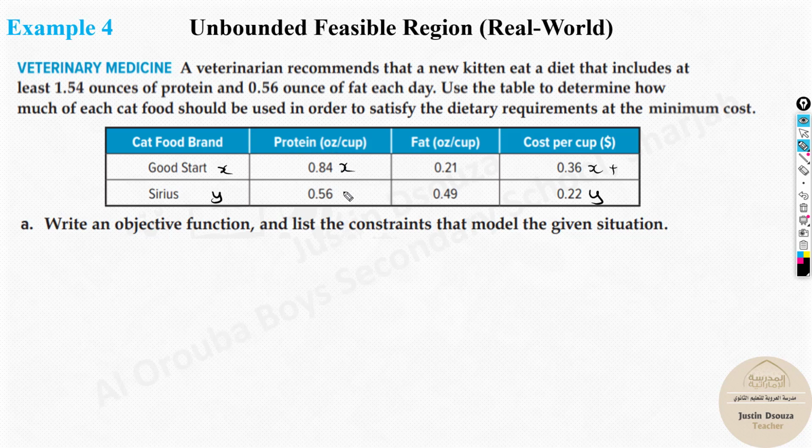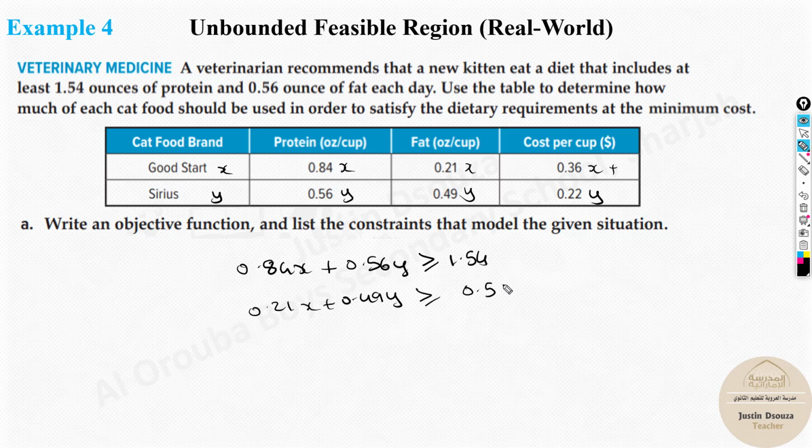And now, what about the other things? Here, these are the proteins, right? From x and y. Now, they're clearly mentioned the protein. Let's write it as an equation, 0.84x plus 0.56y must be at least, it can be greater than or equal to 1.54. That's mentioned here. And what about the next one? Same thing, 0.21x plus 0.49y must be at least, right? Again, at least, both are at least. So greater than or equal to 0.56. And then the objective function is f of x comma y, that it will be equal to 0.36x plus 0.22y.